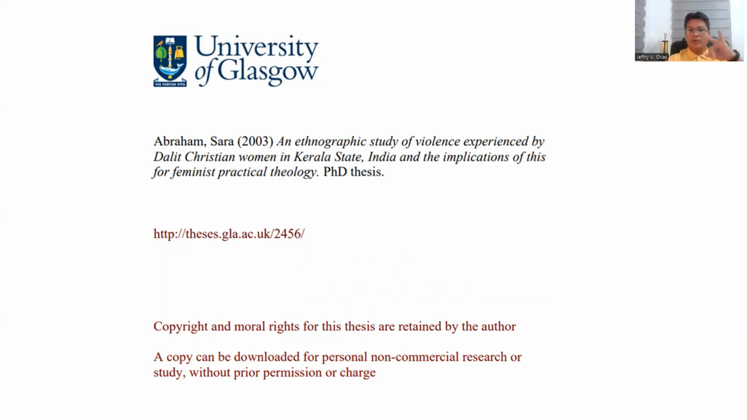And then we have the problem, of course, being addressed in the study: the violence experienced by Dalit Christian women in Kerala state in India. And then it gives us a hint of the result of the study, of course. And then we have the respondents, or the subjects, the Dalit Christian women, and the research locale, Kerala state in India. So this is a beautifully framed title. It contains all the 5 major points that a title, or the thesis title, should contain.